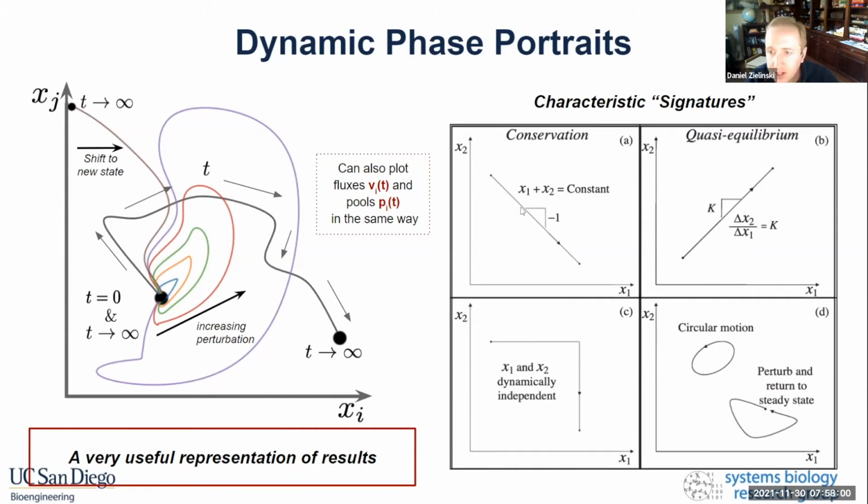So either conservation, meaning that if you're looking at 2 pools and they have this kind of trade-off, that could mean that they're part of a single pool. So if you add to one, you have to subtract from another. You can see equilibrium relationships show up, which is one example of pooling. You can see dynamic independence, and then you can see this more interesting perturbation. If you see circular motion exactly, that means you have a perturbation that returns to the same steady state.